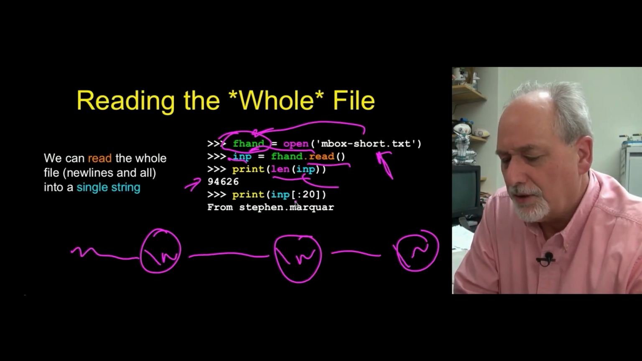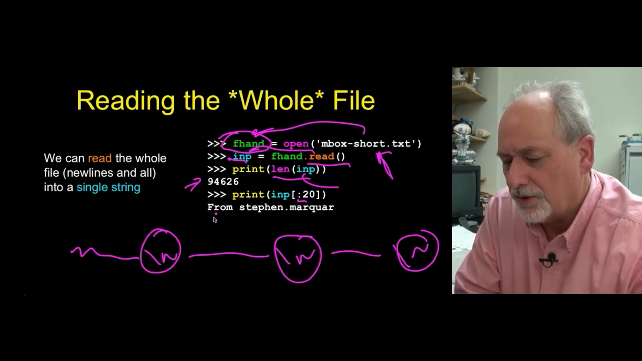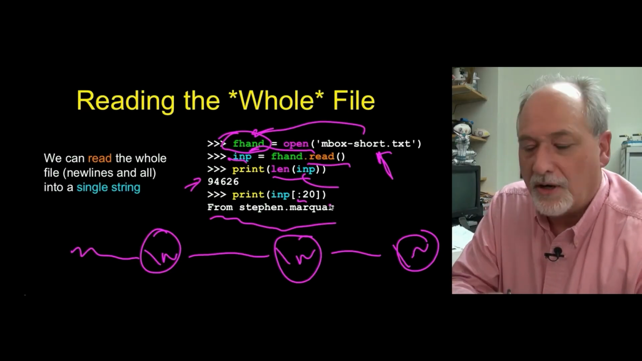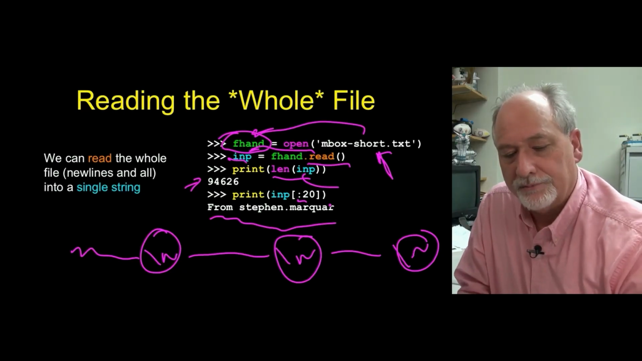And so now I say, okay, just print the first 20 characters. That's the beginning up to but not including 20. And so it shows the first 20 characters of that little file is a From line, because this is a mailbox file.